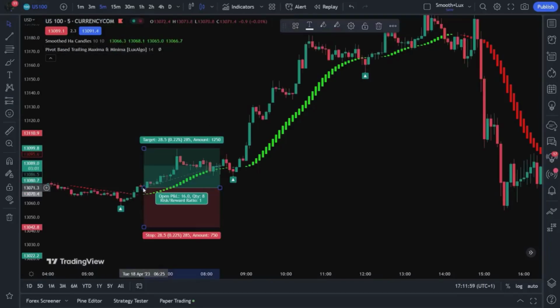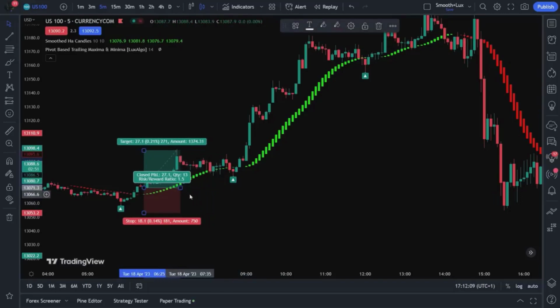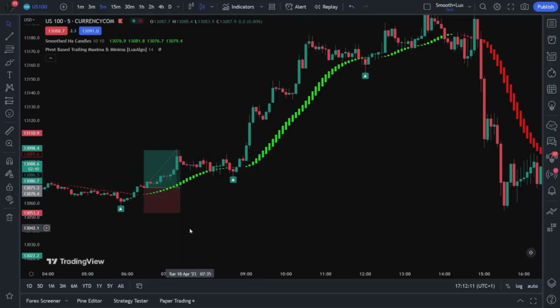We enter as soon as the Smooth Heiken Ashy Candles have turned green, and we are setting our stop loss at the recent pivot, which is here. We target a risk to reward of 1 to 1.5, and as you can see here, we would have caught a nice trade. Let's move on to short examples.